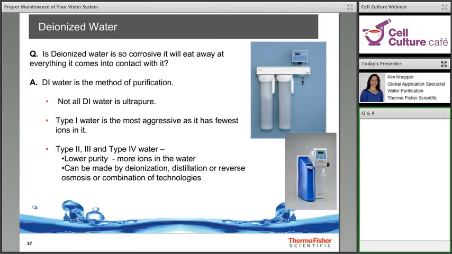In some water baths or incubators, the water level sensor that tells you when to fill the water pan is actually a conductivity sensor. So the ions in the water will make a connection between the electrodes, and when the water gets too low, there's no connection and the alarm goes off. So if you're using ultrapure water or type 1 water in your incubator, the water sensor alarm could go off, indicating, hey, your water's too pure.